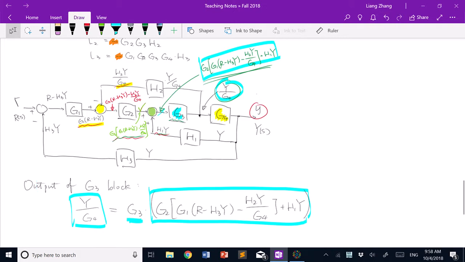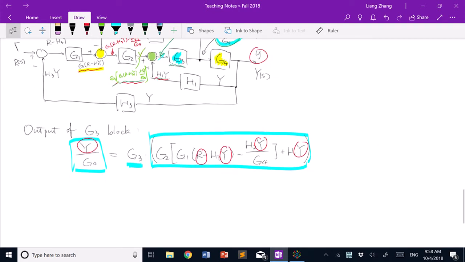Now if I look at this equation, I have Y here, Y here, Y here and here, and also I have my reference input R. So I can separate the terms. First of all, I want to multiply G4 on both sides of the equation, which will make this easier. So I'll multiply G4 here and here. We can cancel this on one side, and this eventually will cancel the G4 inside as well.